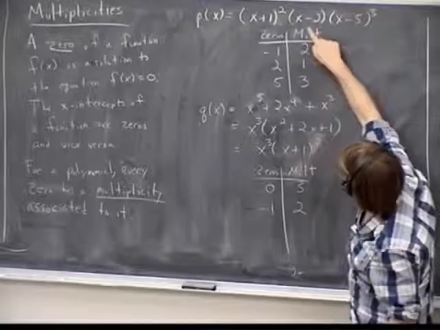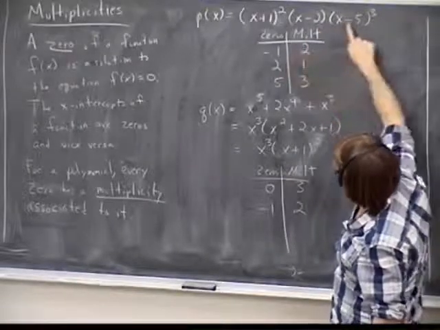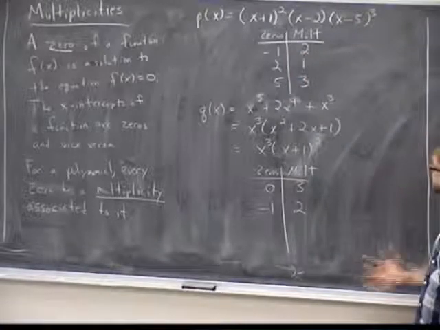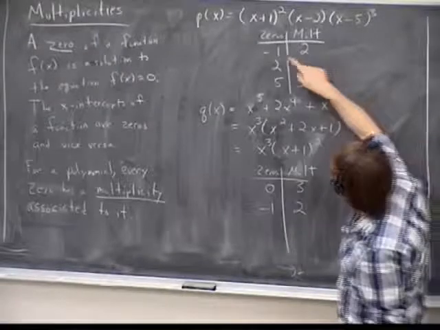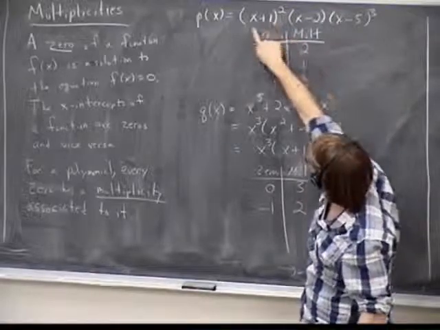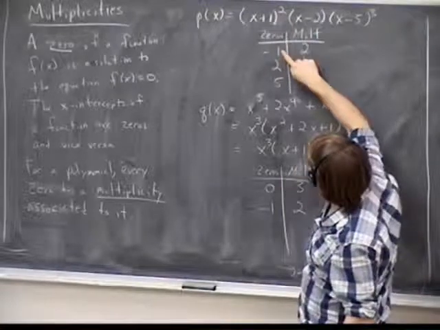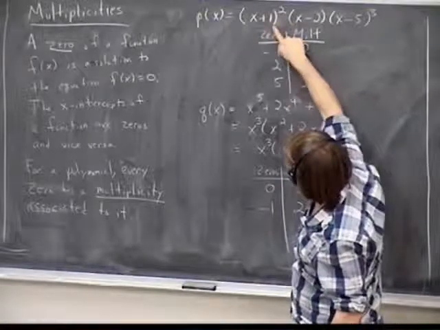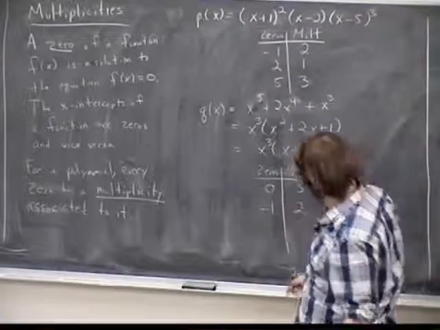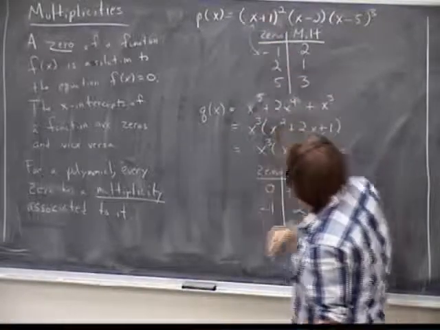So now, if we go further on, we see x minus 2. So 2 will be a zero of this function. And 5 will also be a zero of the function. Now, to find the multiplicity associated to a zero, you look where it came from in the polynomial. In other words, you look at the term in the polynomial that made negative 1, in this case, a zero. So negative 1 corresponds to x plus 1, because when you plug it in here, it makes this individual term 0.